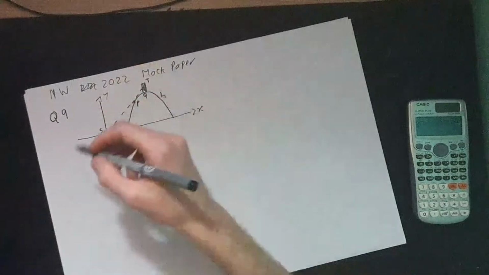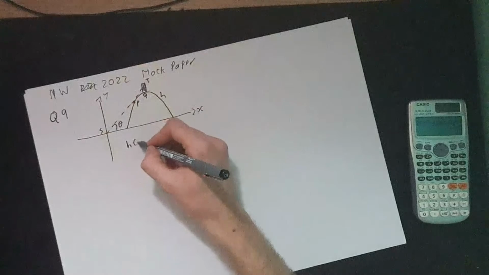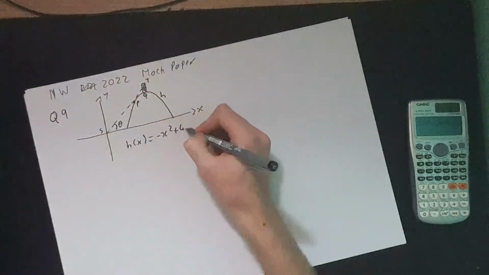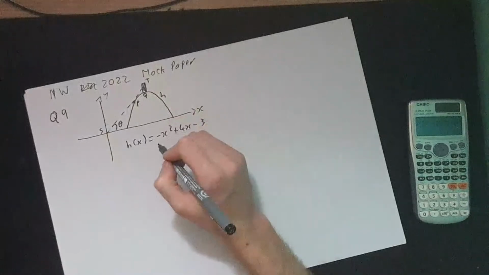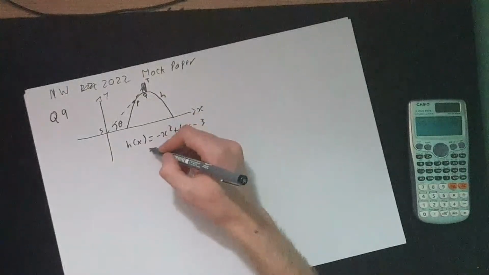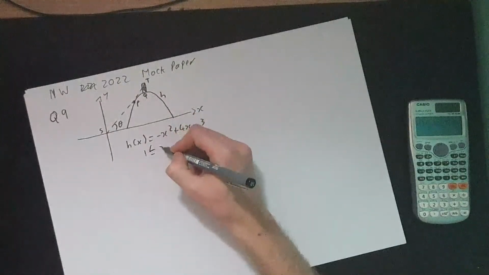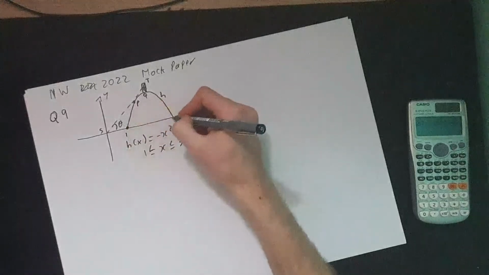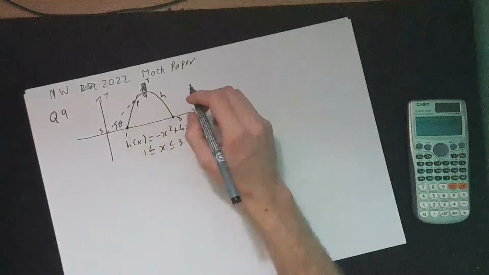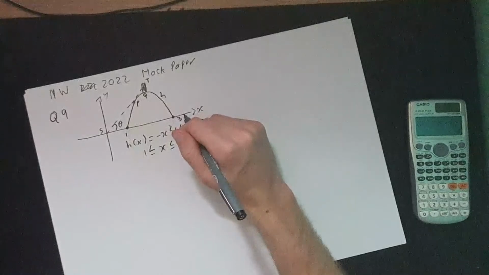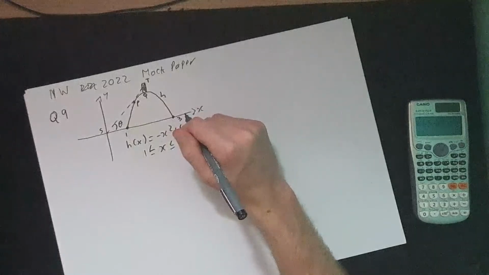They give us that H of X is equal to minus X squared plus 4X minus 3, for the interval 1 ≤ X ≤ 3. Which means we know that this point here is 1, and this point here is 3, because that's the only part where the graph is defined. P lies on the hill. Then they tell us about the point T. Okay, so let's just read the whole thing.